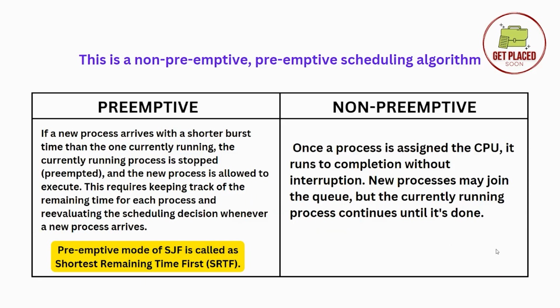Moving ahead, we have non-preemptive. Non-preemptive is very simple. Once a process is assigned to the CPU, it runs to completion without interruption. You cannot interrupt the process. If a process comes with a shorter burst time, it has to wait until the currently running process completes its execution. So a new process may join the queue, but just has to wait until the current running process completes its execution. So this is non-preemptive and this is preemptive.